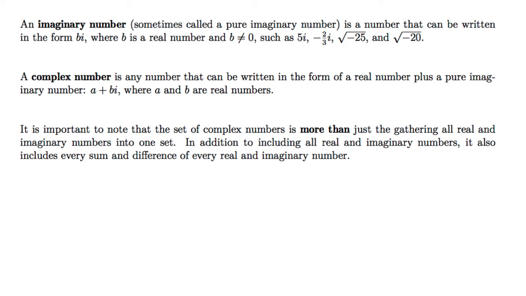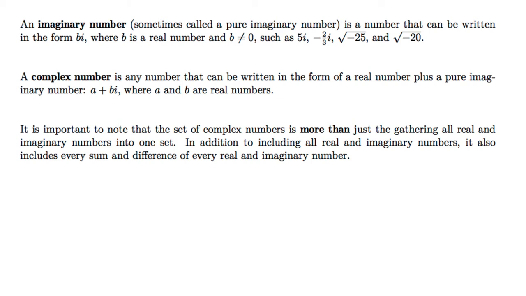Now, imaginary numbers and real numbers are kind of counterparts. Together, they live sort of side by side, and they help form a system called the complex numbers. Complex numbers are numbers that are written as the sum of a real number and an imaginary number. But it is important to note that the set of complex numbers is more than just the gathering of all the real numbers and imaginary numbers. It's actually including every real and imaginary number that could possibly be added or subtracted.